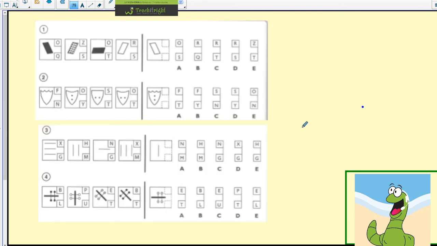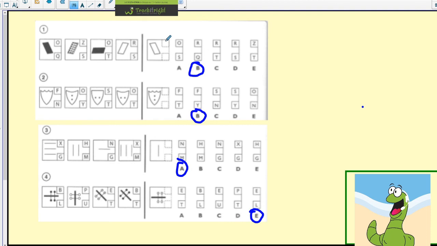So we've got 1, 2, 3, and 4. So we've got B, B, A, and E. And let's just go through the coding.